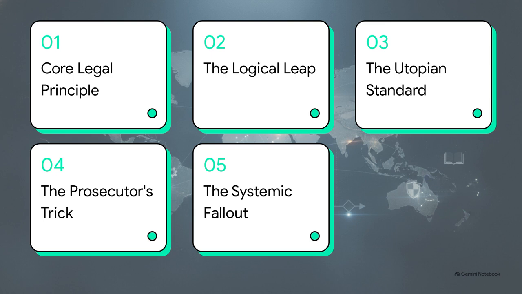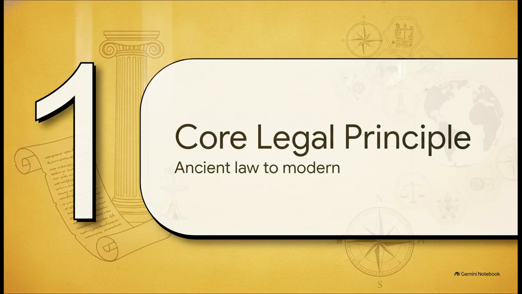First, the core legal principle. Second, the logical leap. Third, the Utopian Standard. Fourth, the prosecutor's trick. And finally, the systemic fallout. All right, step 1, the core legal principle, or applying ancient law to modern geopolitics.